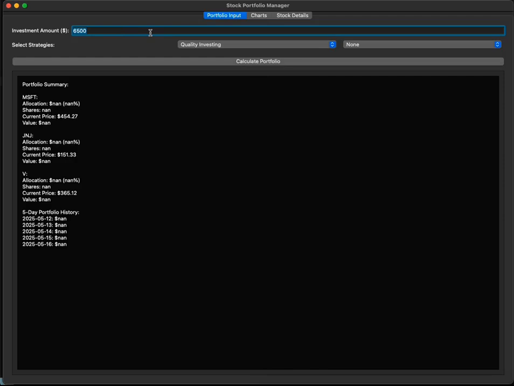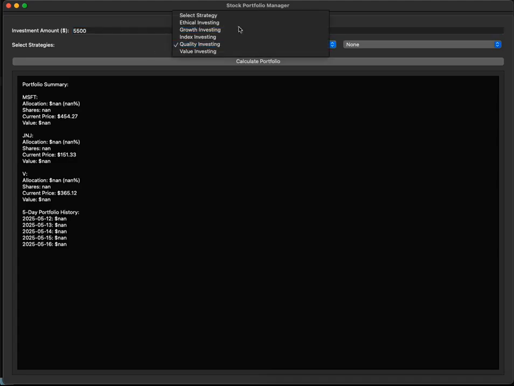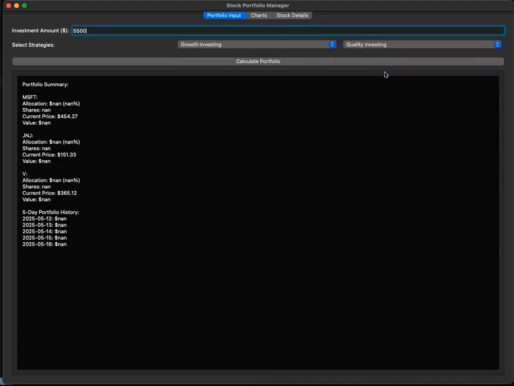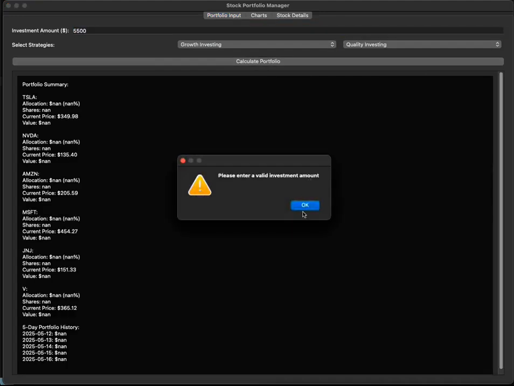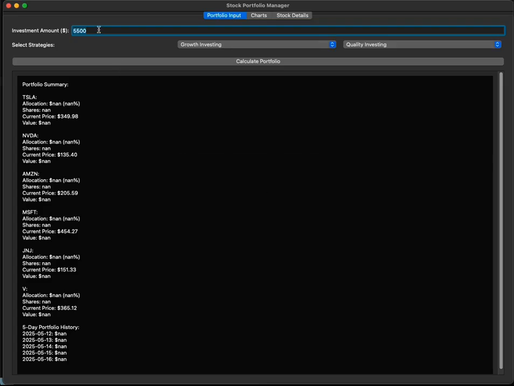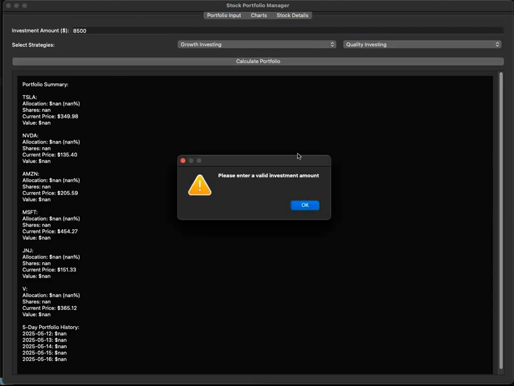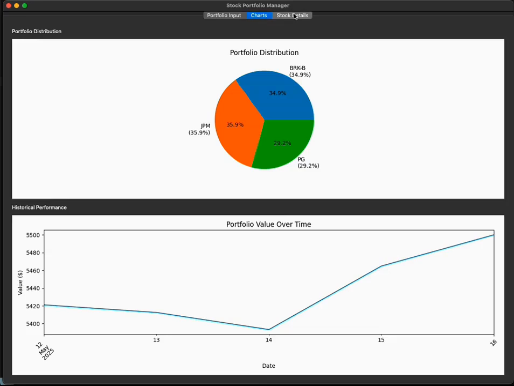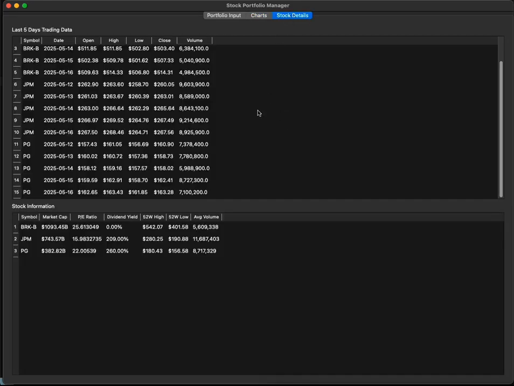Test Case 11, Minimum Investment, Growth Plus Quality, $5,500. The app scaled down well, with stocks like TSLA, NVDA, MSFT, J&J, and V correctly allocated. The portfolio showed growth over the week, peaking on May 14 and returning to full investment value on May 16. All trading data was accurate and displayed correctly in the Stock Details tab.